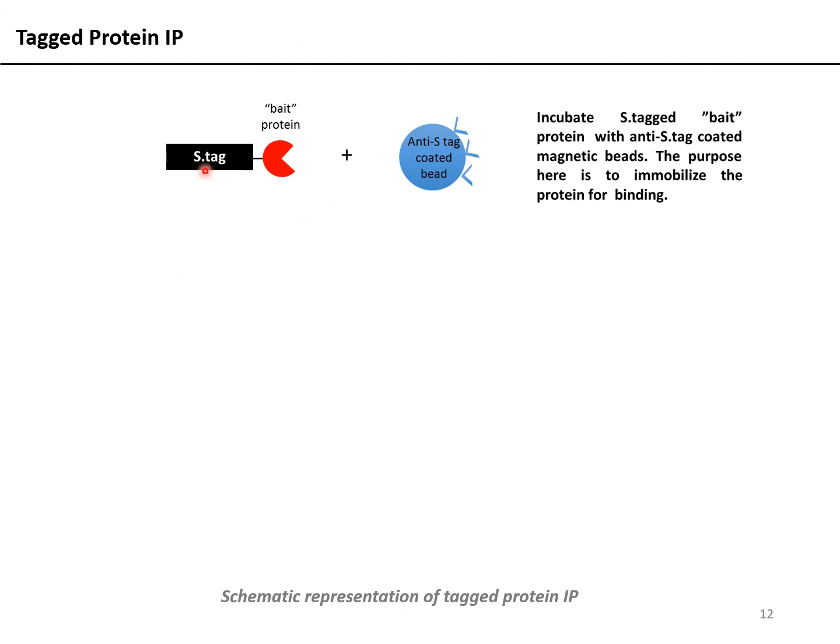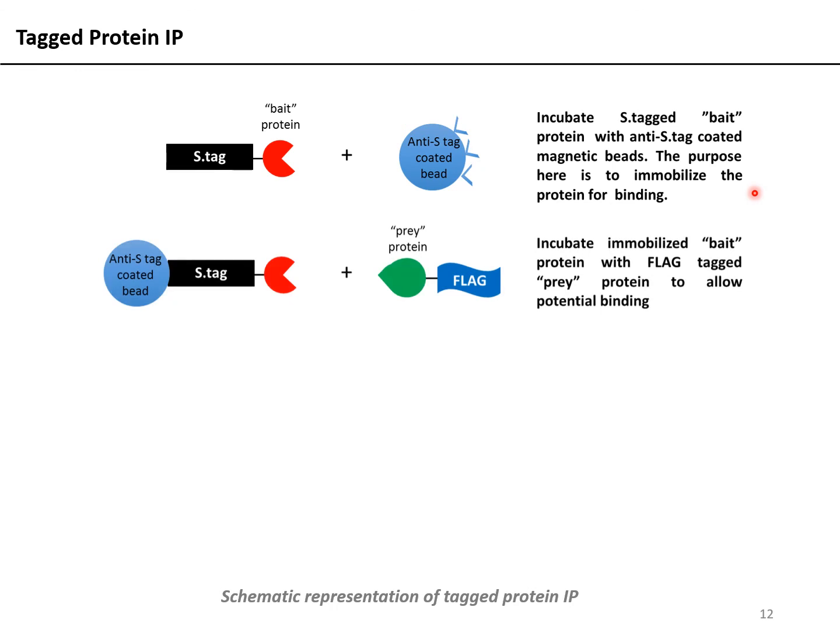So you simply incubate this S-tagged bait protein along with anti-S-tag coated beads. The purpose here is to immobilize the protein for binding. Next you add your prey protein which you want to capture, and this prey protein has a flag tag. So now you have this anti-S-tag coated bead on which this bait protein, which was conjugated to S-tag, is immobilized, and you add your prey protein.